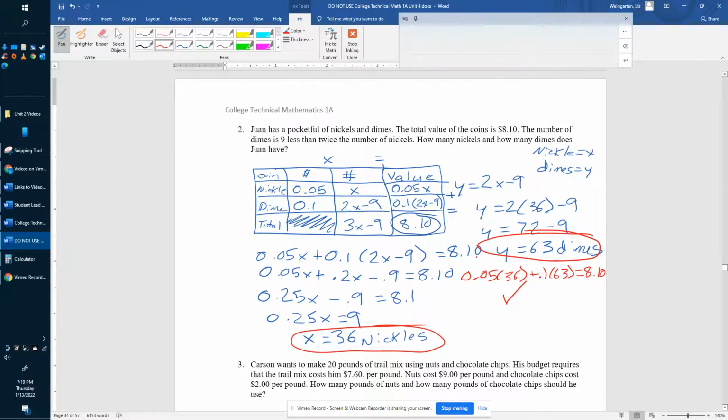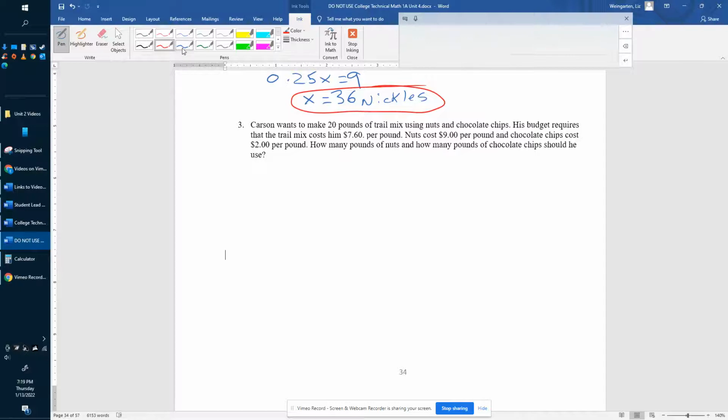All right, problem number 3. Carson wants to make 20 pounds of trail mix using nuts and chocolate chips. His budget requires that the trail mix cost him $7.60 per pound. Nuts cost $9 per pound. Chocolate chips cost $2 per pound. How many pounds of nuts and how many pounds of chocolate chips should he use?